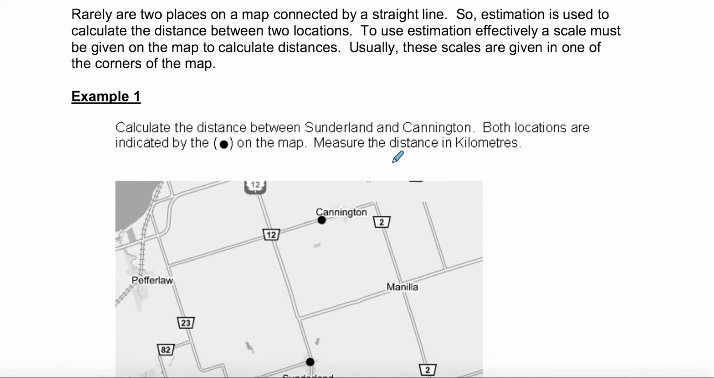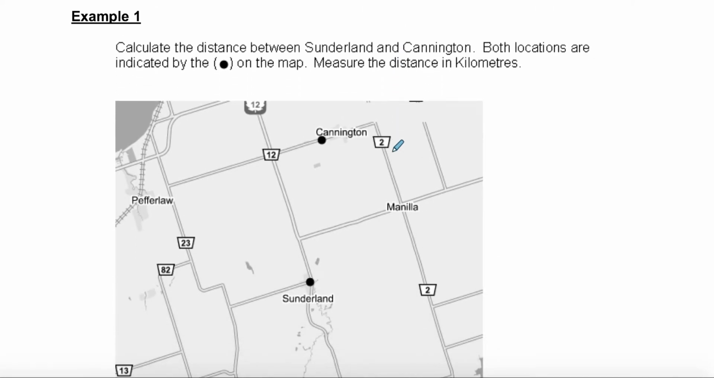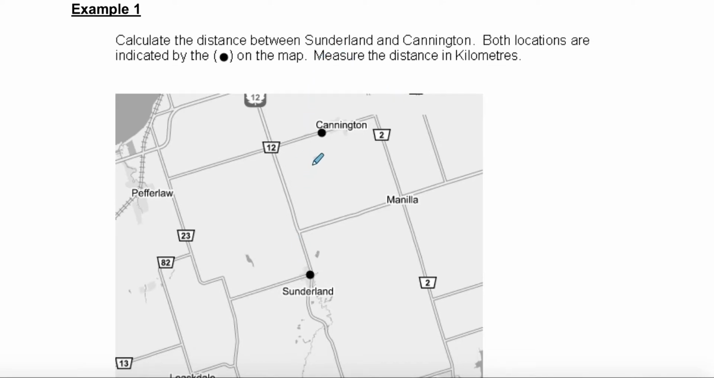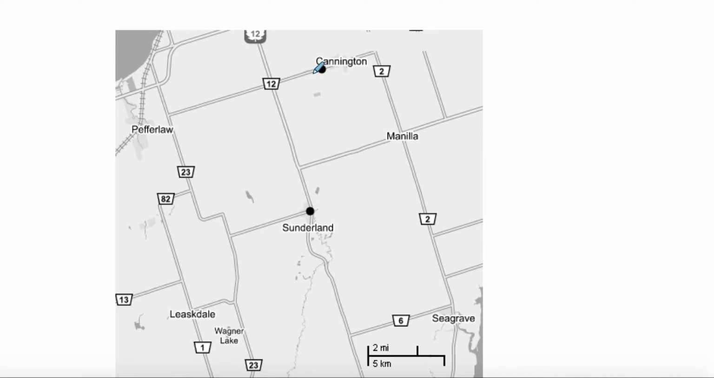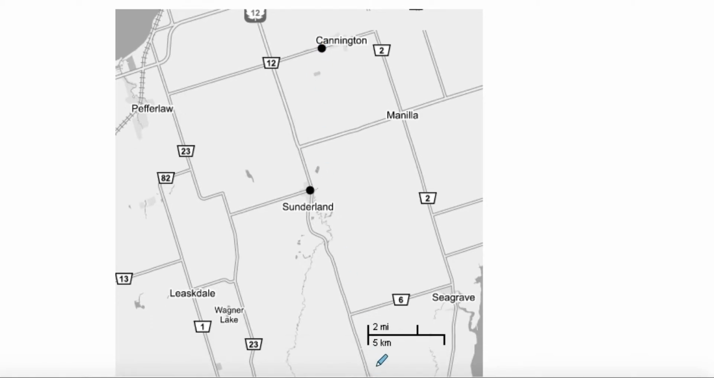Usually the scales are given in the corner of the map. If we look at this map here, Sunderland and Cannington, we see these two locations, and down here we actually have a scale. The scale on the map is in kilometers, just because we're in Canada. When I measure this with a ruler, so you might need a ruler to do some of these questions, I actually get 2.3 centimeters. So our scale is saying that 2.3 centimeters on the map is the same thing as 5 kilometers in real life. So that is our scale.